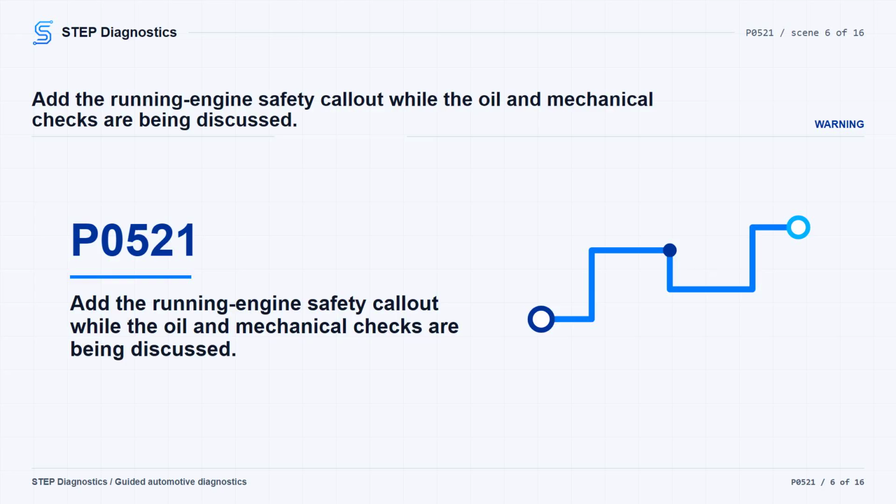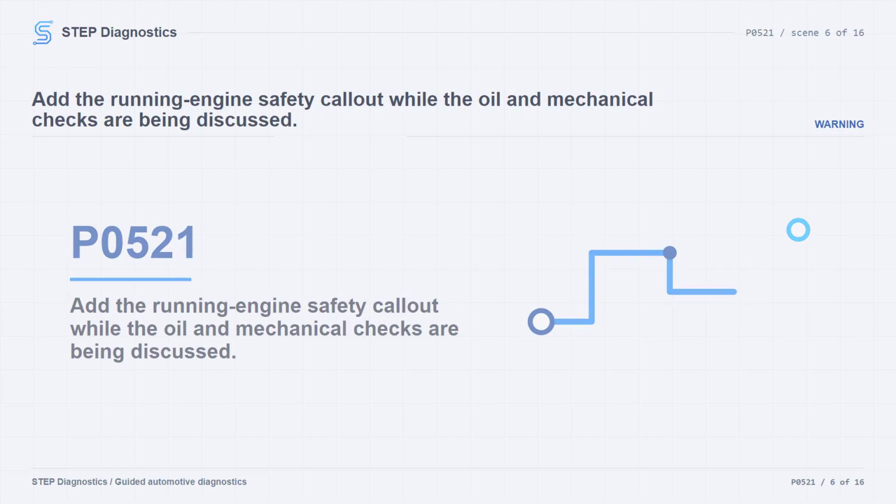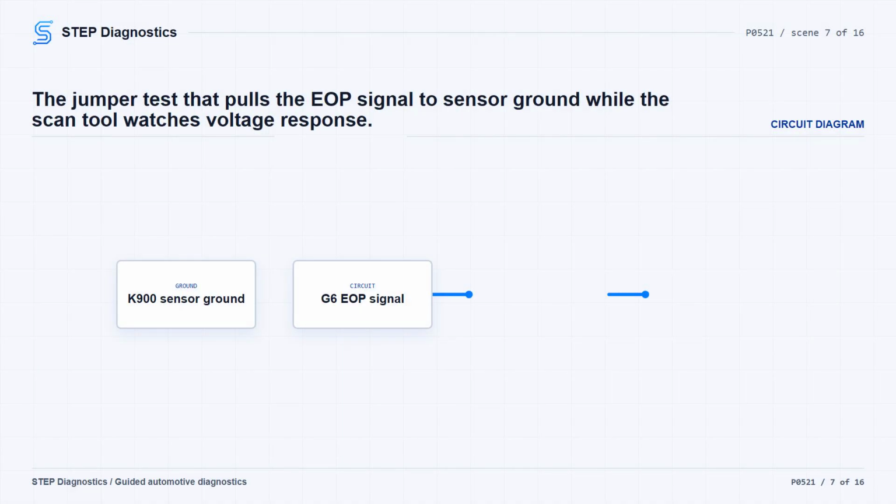And when the engine is running, stay out of line with the fan, keep hands away from pulleys, belts, and the fan, and keep loose clothing clear. Next, check the engine oil pressure sensor for proper operation. Turn the ignition off, disconnect the EOP sensor harness connector, then turn the ignition on. Watch EOP sensor voltage on the scan tool. Connect the jumper between the K900 sensor ground circuit and the G6 EOP signal circuit. With that jumper installed, the engine oil pressure voltage should change from approximately 4.9 volts to less than 0.1 volt.